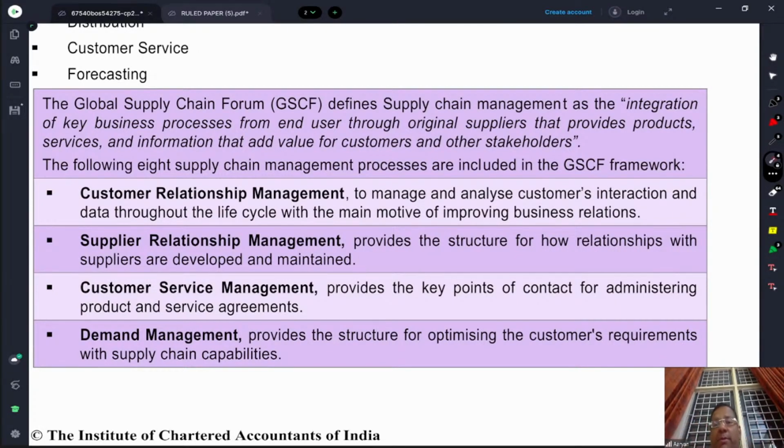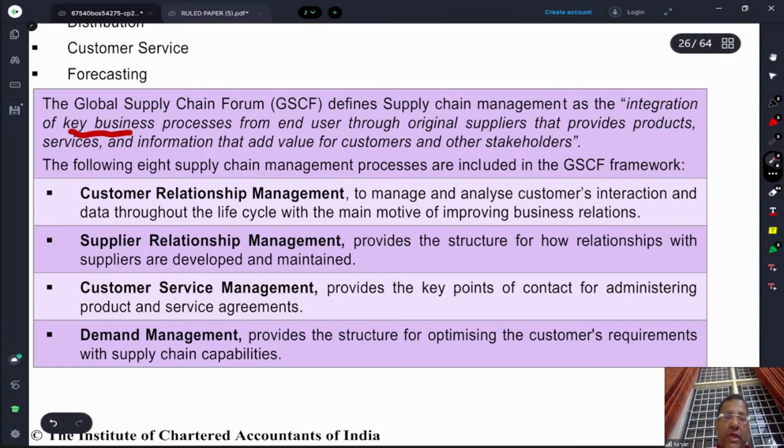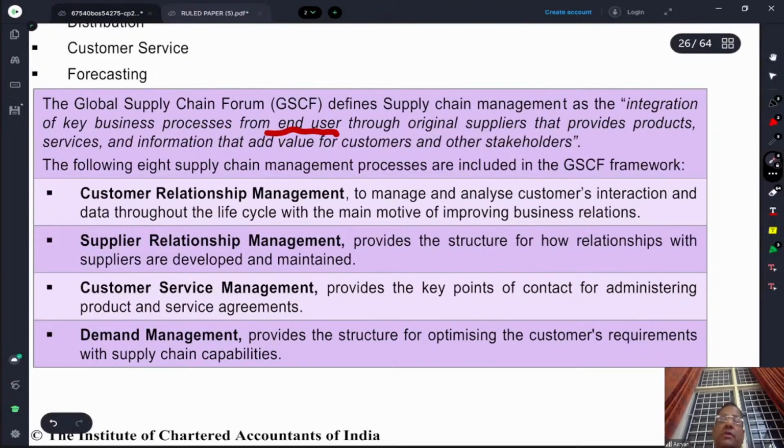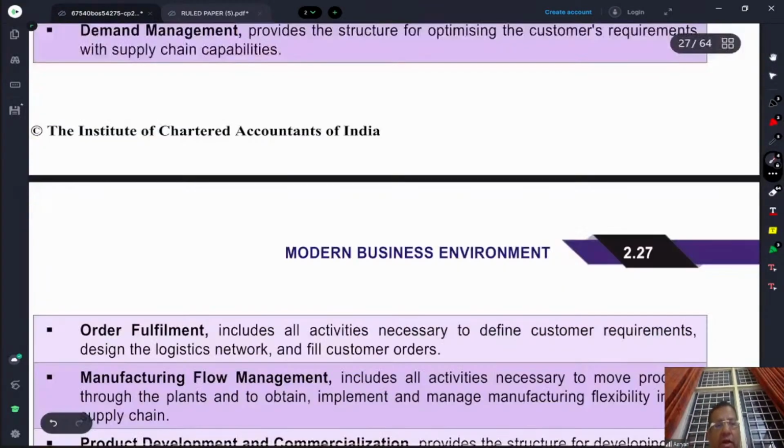Now, very, very important point. I already told you that it has been defined what the key business processes are. A total of 8 key business processes are there. Now, very important. First of all, the words end user are used and then original suppliers are used. There is a thought behind this. They have not just written end user first and original supplier second; there is a thought behind it too.